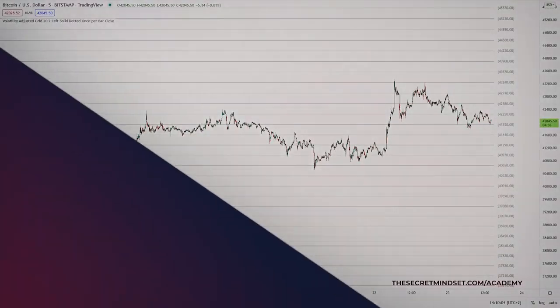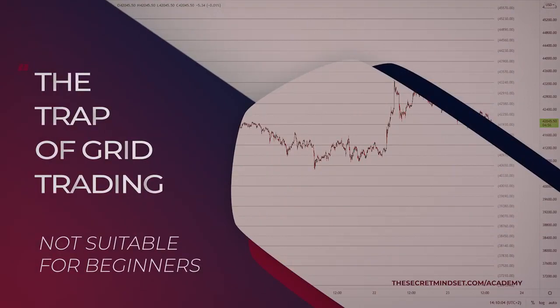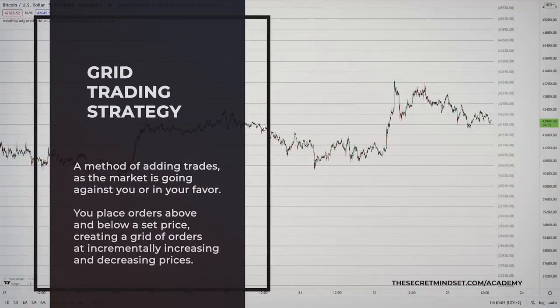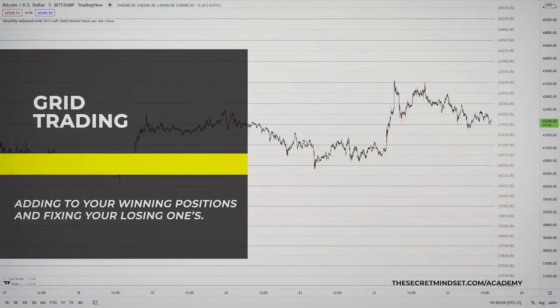After I blew my first account, I started researching more and more about risk and money management, and I discovered grid systems. A grid trading strategy is a method of adding trades as the market is going against you or in your favor. Grid trading is when you place orders above and below a set price, creating a grid of orders at incrementally increasing and decreasing prices. In theory, it is adding to your winning positions and fixing your losing ones.